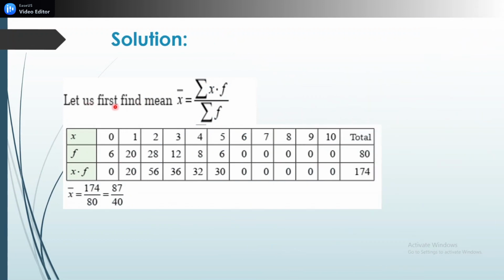We calculate the value of the mean: x bar is equal to the sum of x times the frequency over the sum of frequency. To find the mean, we have to make the multiplication of x times f. 0 times 6 is equal to 0, 1 times 20 is equal to 20, and so on until 10 times 0 is equal to 0. Then the sum of x times f is equal to 174. The sum of frequency is equal to 80. When we substitute, you get 87 over 40.